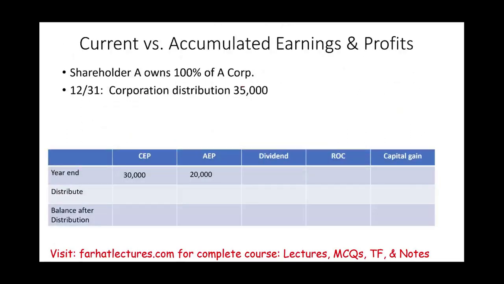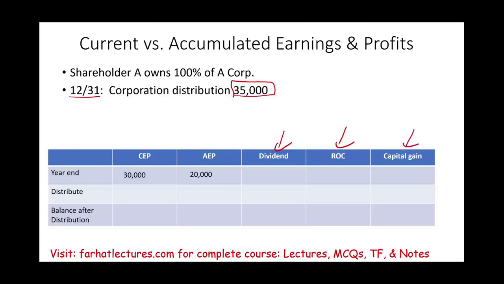We have shareholder A who owns 100% of the company. The company distributed $35,000 at the end of the year. We're assuming 12/31 is the end of the year. Right now, CEP is $30,000. AEP is $20,000. Again, what do we say? How much of that payment is dividend? How much of it is return of capital? How much of it is capital gain?